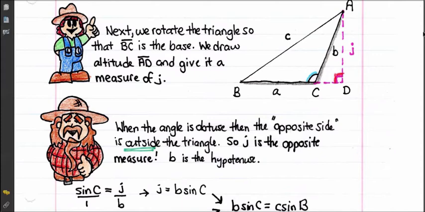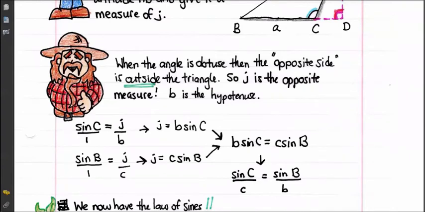So the angle being obtuse means that the opposite side is actually outside of the triangle. And that b, right here, is considered to be the hypotenuse. See, in a triangle that has an obtuse angle, this triangle, ABC, is not a right triangle. So because C is obtuse, it reaches outside, and so the right triangle is actually here. It's external to the triangle. j is the opposite, b is the hypotenuse.